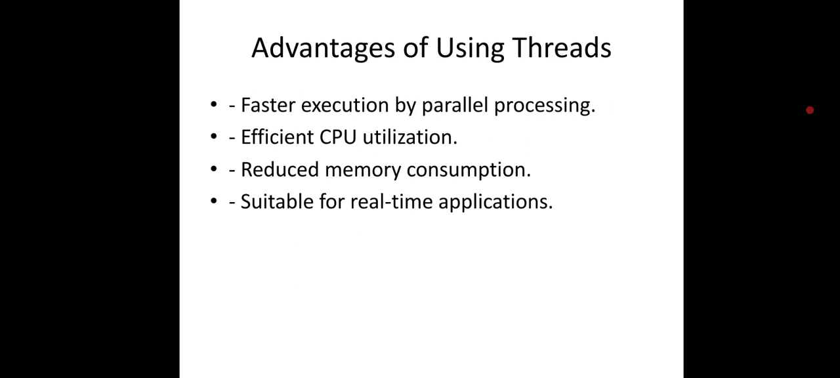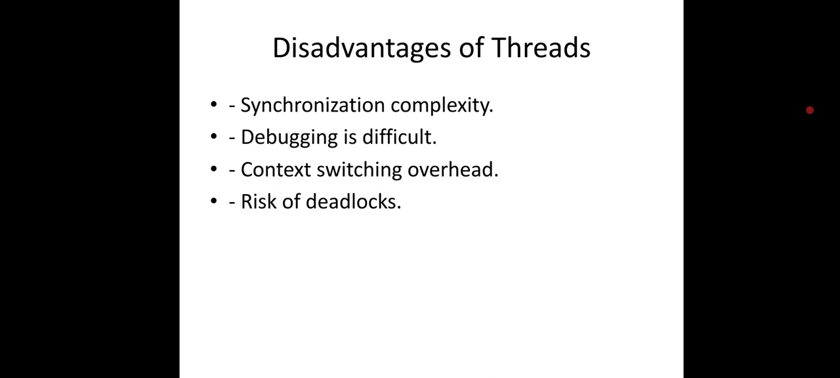Advantages of using threads: faster execution by parallel processing, efficient CPU utilization, reduced memory consumption, suitable for real-time applications. The disadvantages of threads are synchronization complexity, debugging is difficult, context switching overhead, and risk of deadlocks.